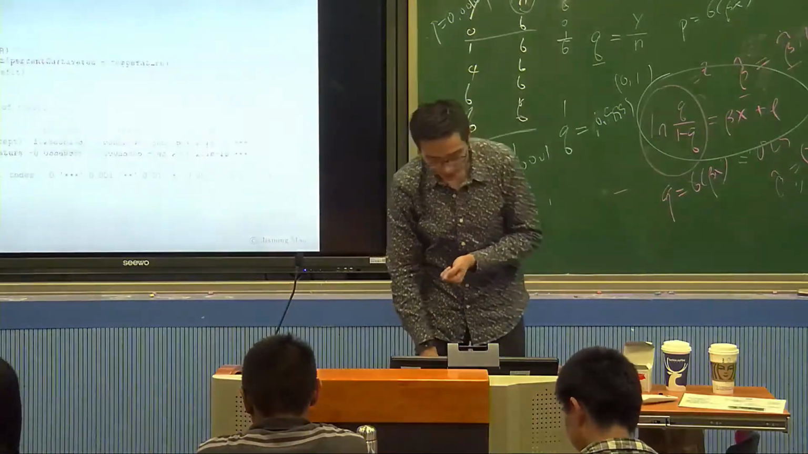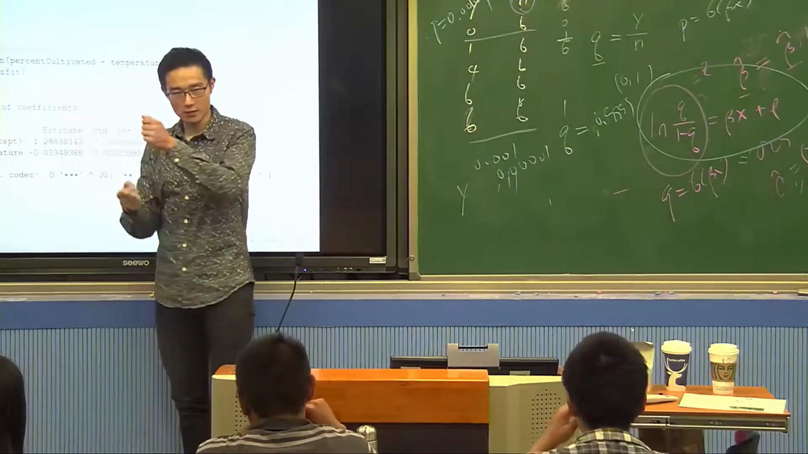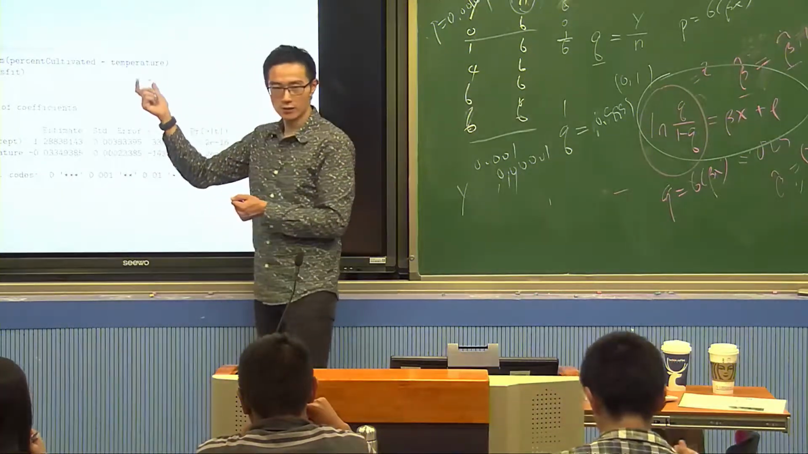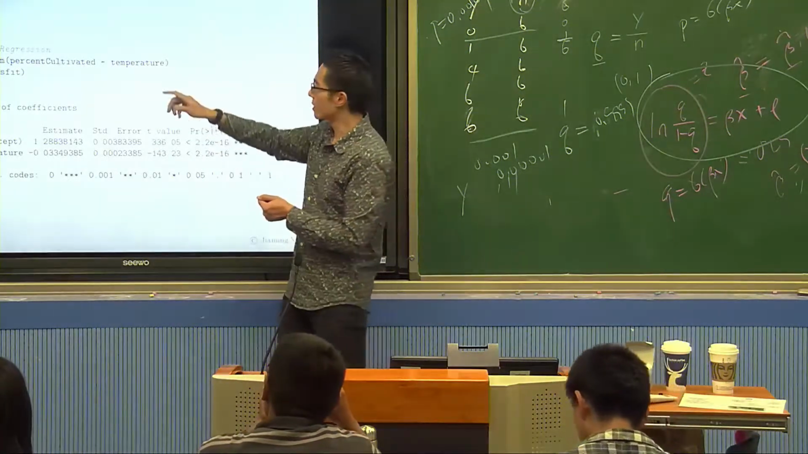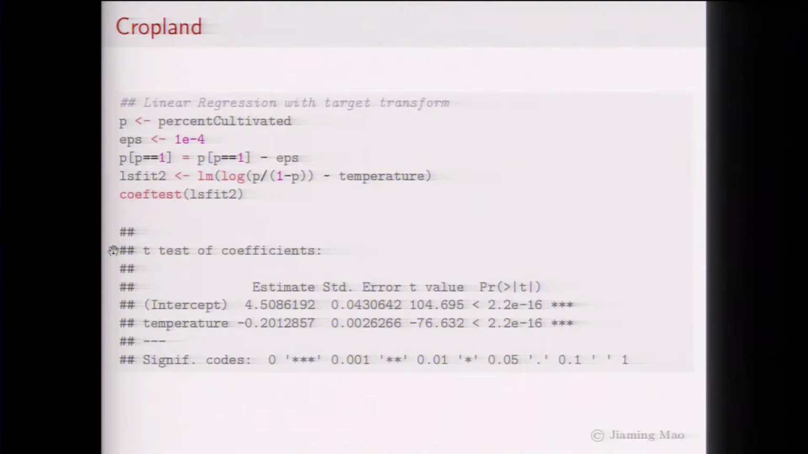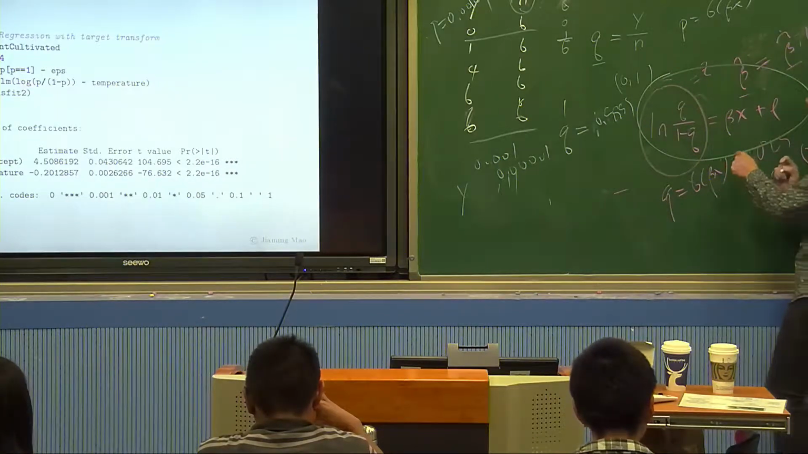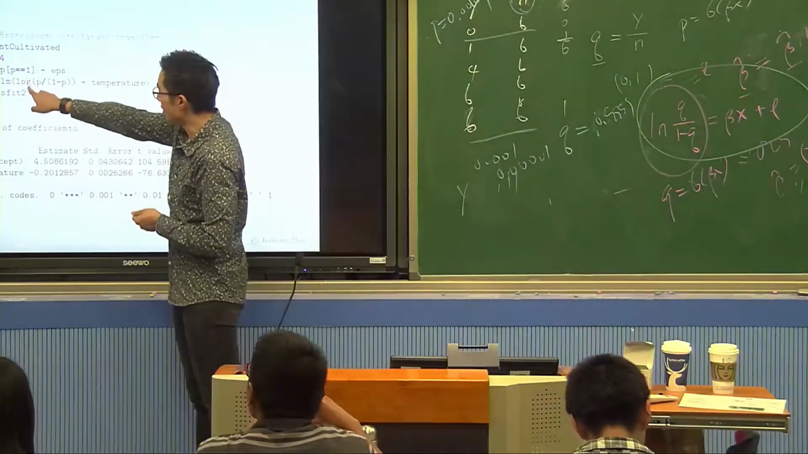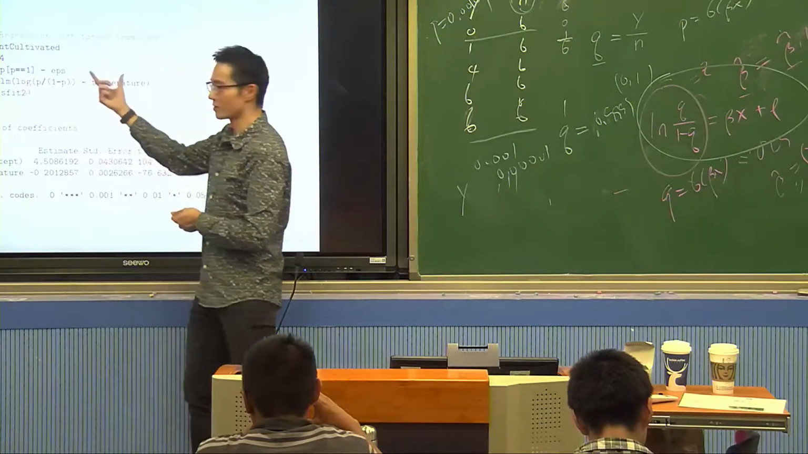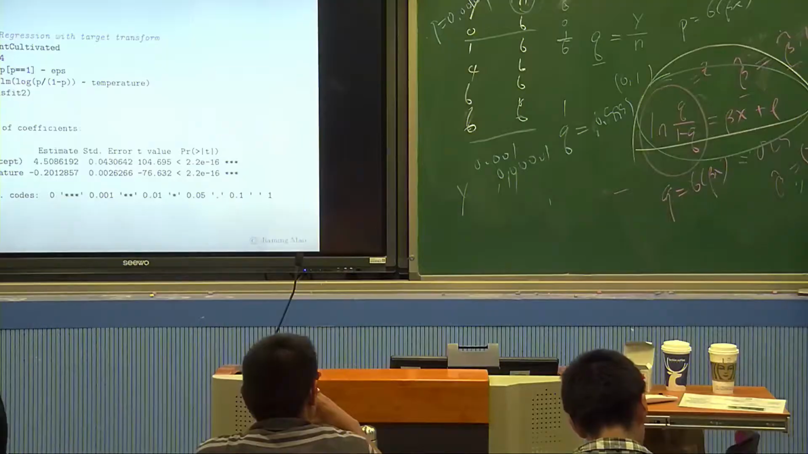I can also do a linear regression, which is I regress percentage cultivated, which is our Q, on temperature. This Q is between 0 and 1. But like I said, that's probably not the best idea because it can go beyond 0, 1. So instead of that, I will do this transform. I'll transform Q into log of Q divided by 1 minus Q, which is what I see here. I'm going to regress that on temperature, just like what I'm doing here.